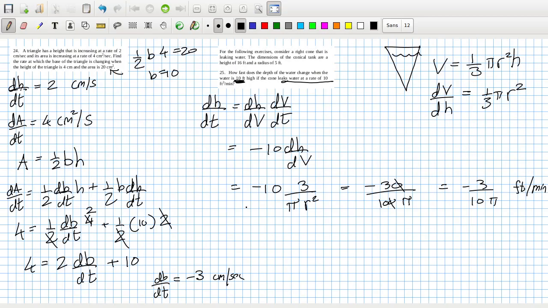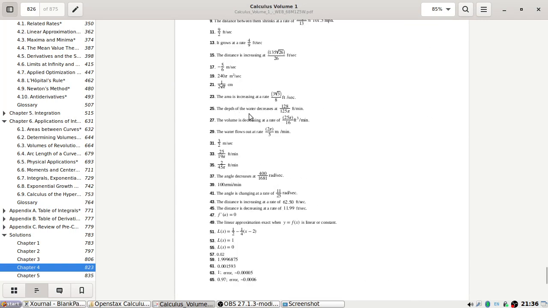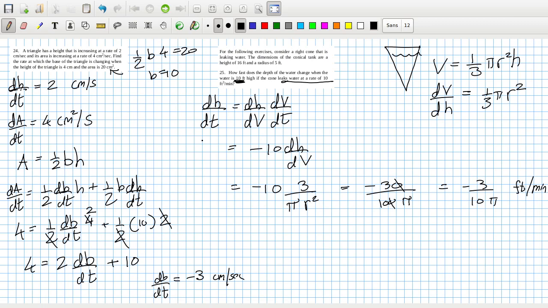Let's see. 24. Oh dear. 128 over 125. Ugh. Oh, Stephen, that 10 is for the height, not the radius. I subbed in the wrong blooming thing. I'm just so tired. That's why I'm only going to do two questions today.